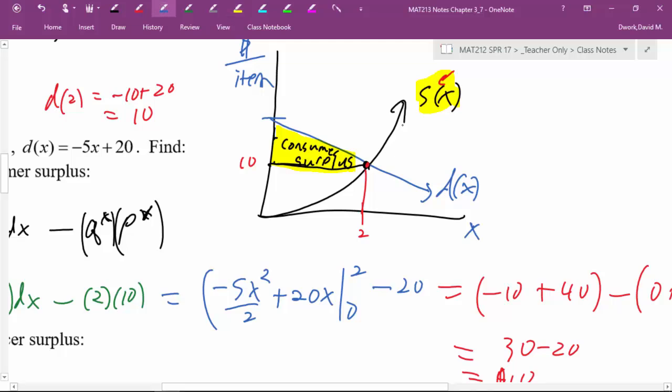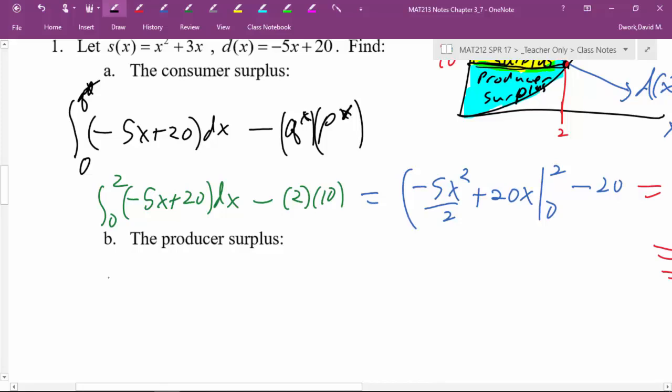So therefore, the shaded area between the equilibrium and that graph would be the producer surplus. So therefore, how are we going to find it? Well, we find that area by saying what graph is on top. Well, since the graph that's on top is the rectangle, we're going to start with that.